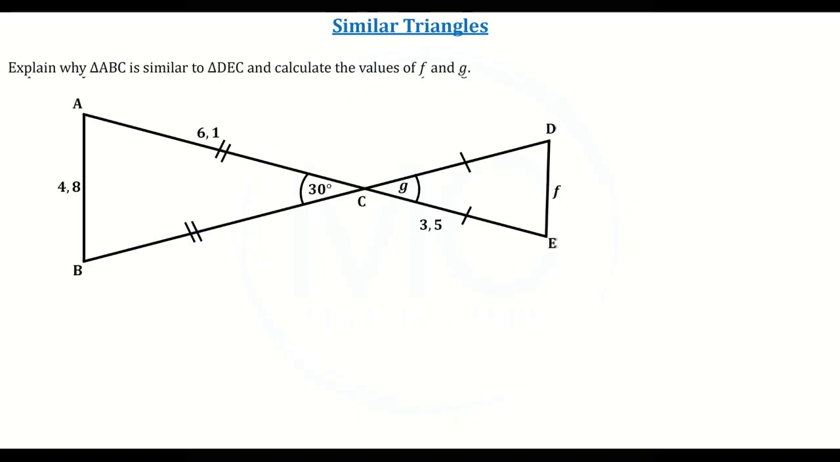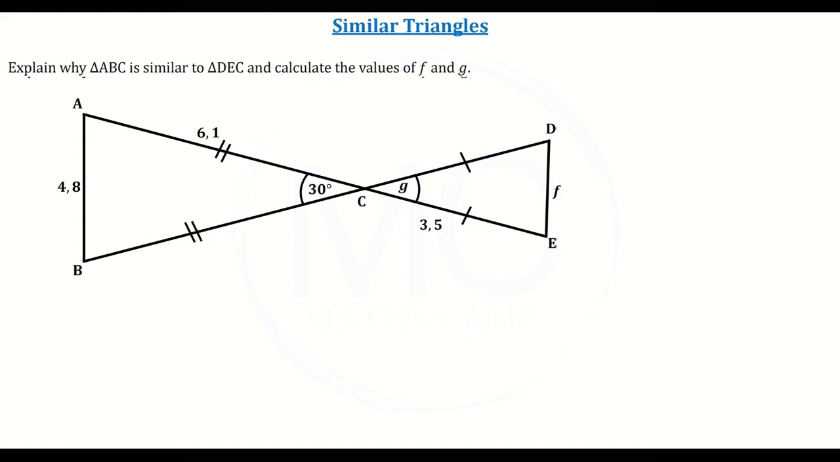Let's do another example. Explain why triangle ABC is similar to triangle DEC and calculate the values of F and G. In this question, we need to prove that triangle ABC is similar to triangle DEC, and then we need to find the values of F and G.